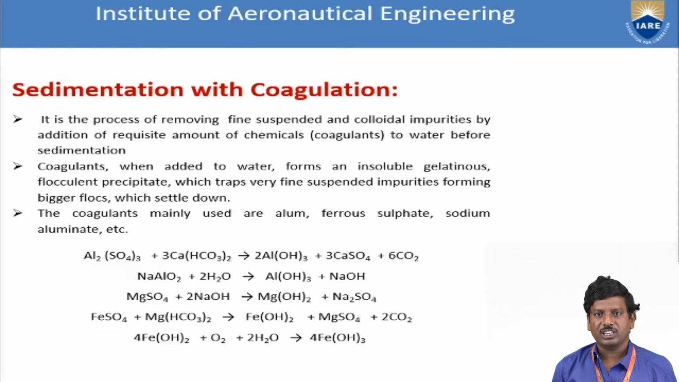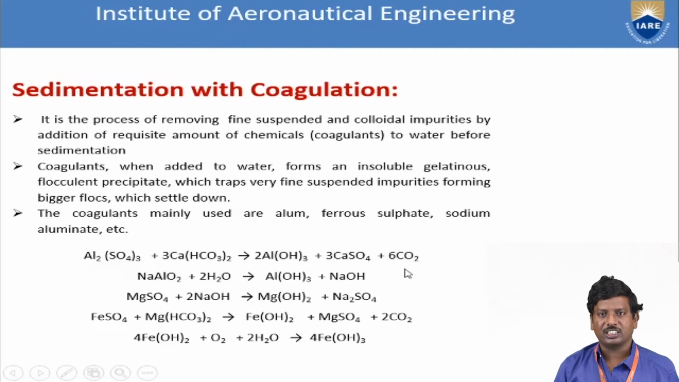The equations are as follows. Aluminum sulfate reacts with calcium bicarbonate to give aluminum hydroxide, calcium sulfate and carbon dioxide. By balancing the chemical equation, 1 mole of aluminum sulfate reacts with 3 moles of calcium bicarbonate to give 2 moles of aluminum hydroxide plus 3 moles of calcium sulfate plus 6 moles of carbon dioxide.